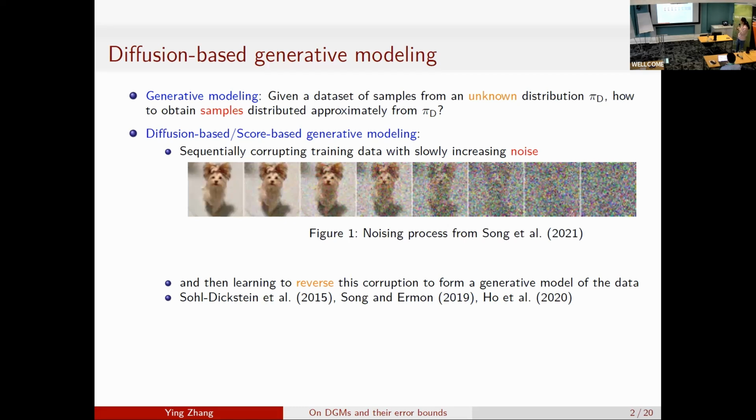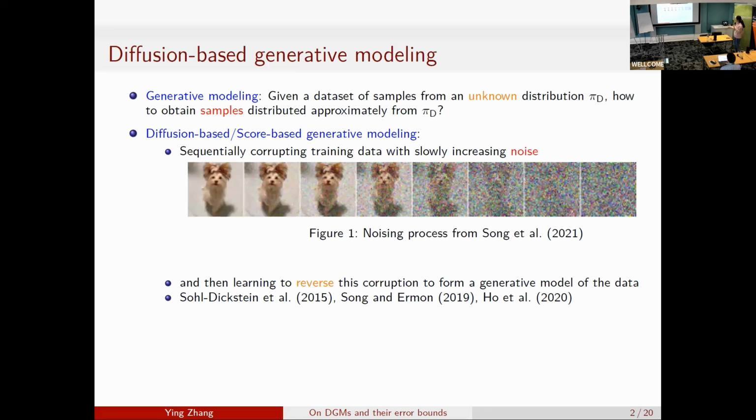In the second step, we reverse this process. We want to remove the noise injected into the original data, so as to form a generative model of the data and to obtain new samples. This type of concept was first introduced in the paper by Sohl-Dickstein et al. in 2015, and then made popular by Song and Ermon et al. in these papers.